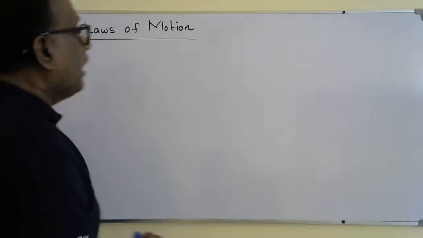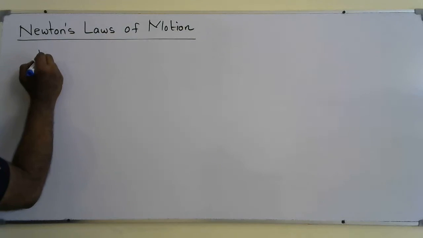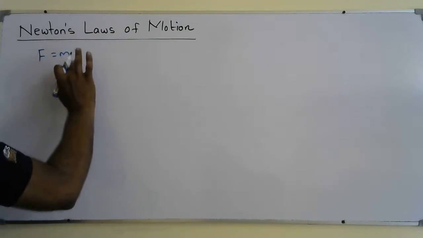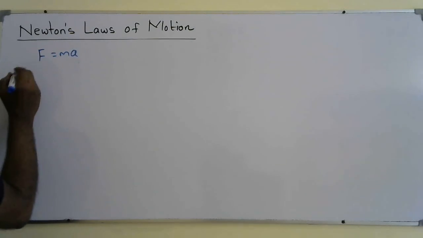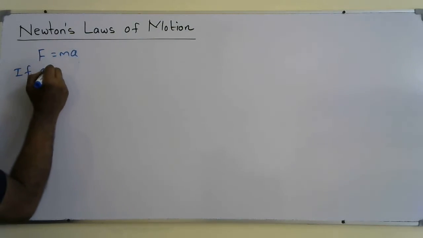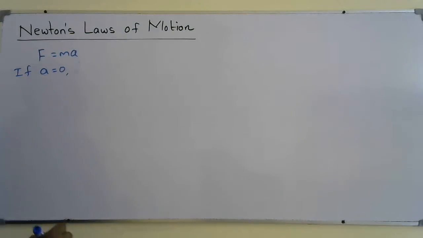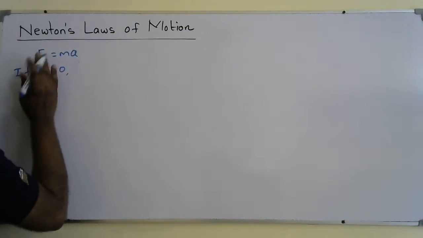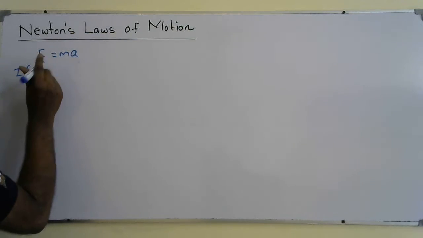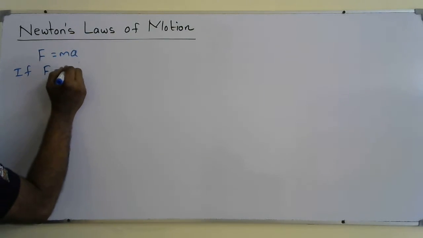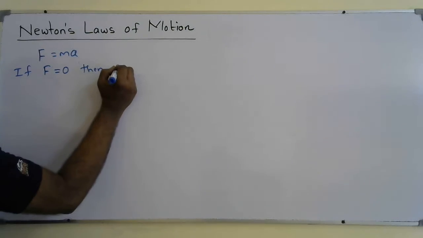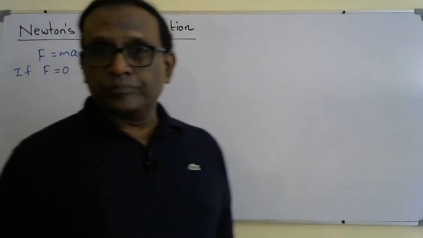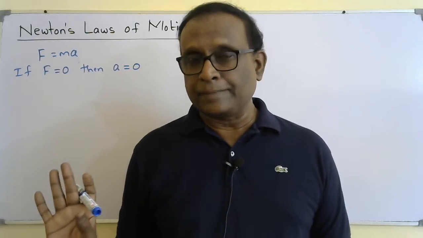Say for example, according to Newton's second law, we know that F equals ma. If a equals 0, that means the acceleration equals 0. If the object has no resultant force, if F equals 0, then a equals 0. We'll take that condition.